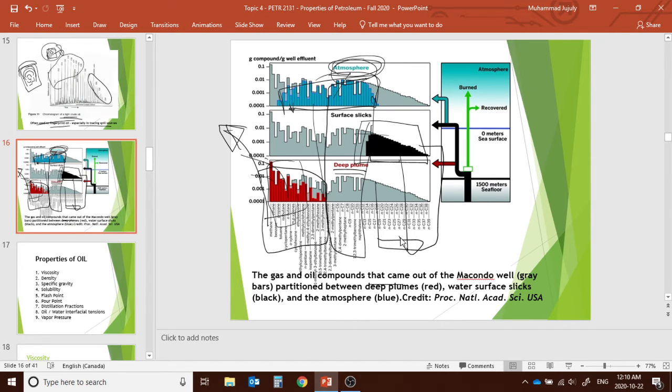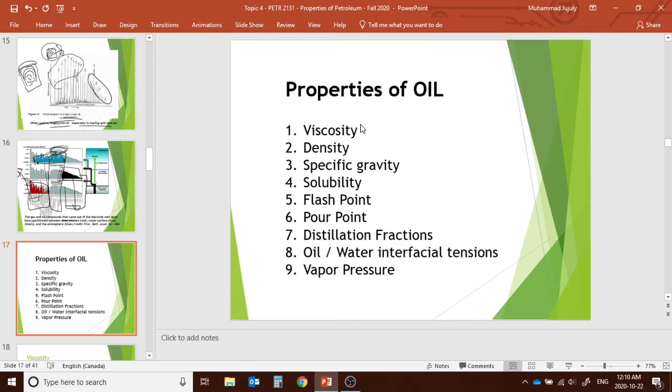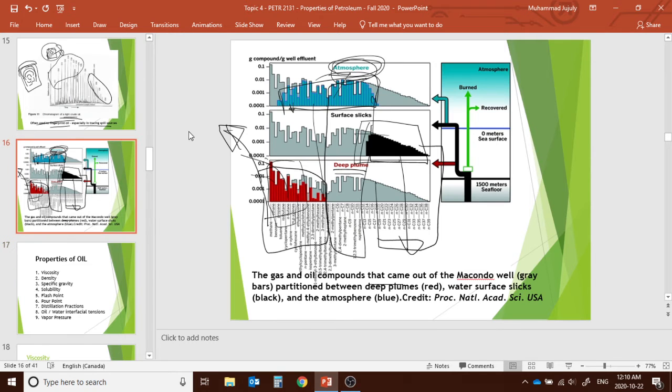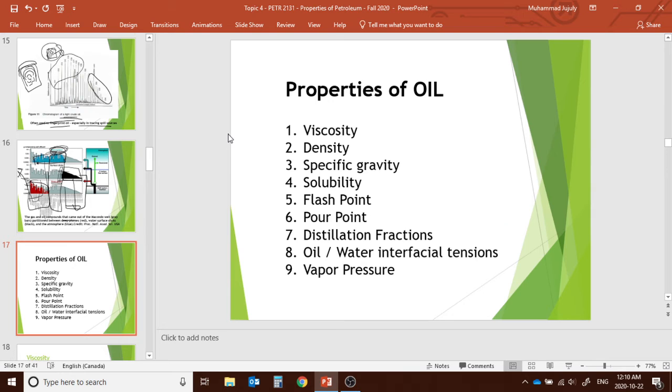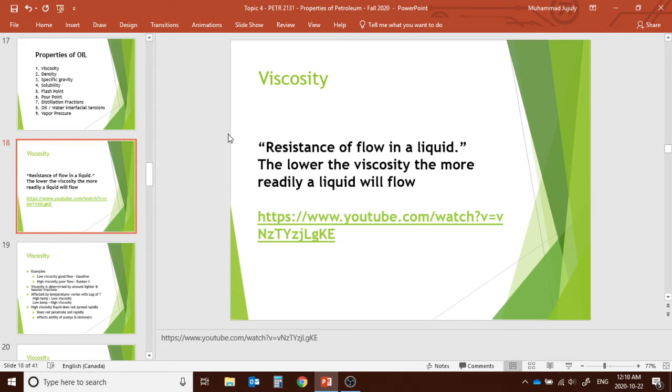We'll learn more about these things. So let's learn about the properties of the oil, and that's how we can categorize these items. The first is the viscosity. So what is the viscosity? Viscosity is the resistance to flow in a liquid. The lower the viscosity, the more readily the liquid will flow.